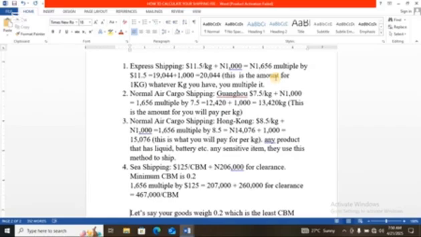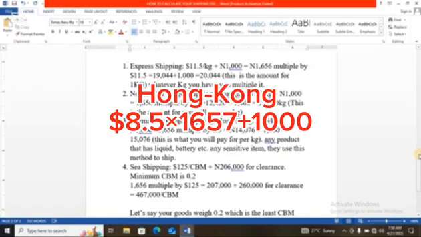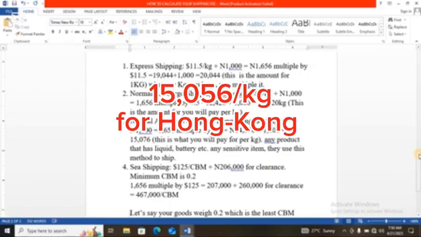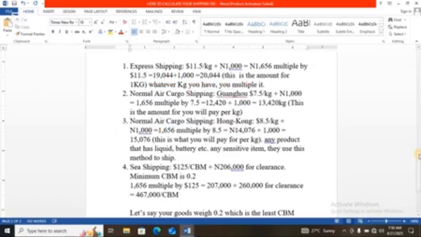Now let's do for normal cargo using the Hong Kong. All you need to do is follow the same pattern. Your exchange rate is 1,656. Multiply it by $8.5, which is the shipping fee, plus 1,000 naira, which is the clearance fee. You will have 15,056. Now this takes 3 weeks. So any product that has liquid, battery, etc., any sensitive item, they use this method to ship. So you see the difference between the Gonzo and the Hong Kong shipping method.